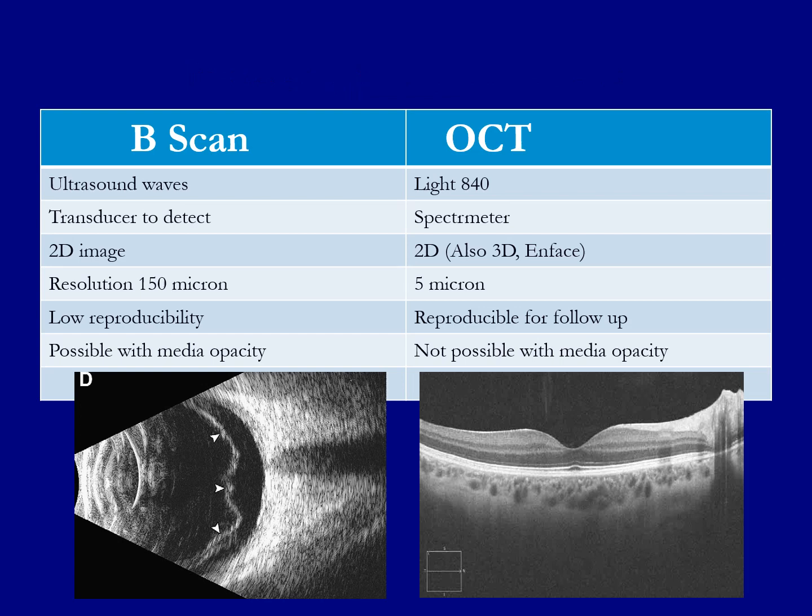Before going into the next MCQ, let's see the difference between the B-scan and OCT. B-scan is through opaque media, while the OCT is through clear media. Resolution of the B-scan is 150 micron, while the resolution of the OCT is 5 micron. So the OCT can see much smaller lesions as compared to the B-scan. Let's go to the MCQs.